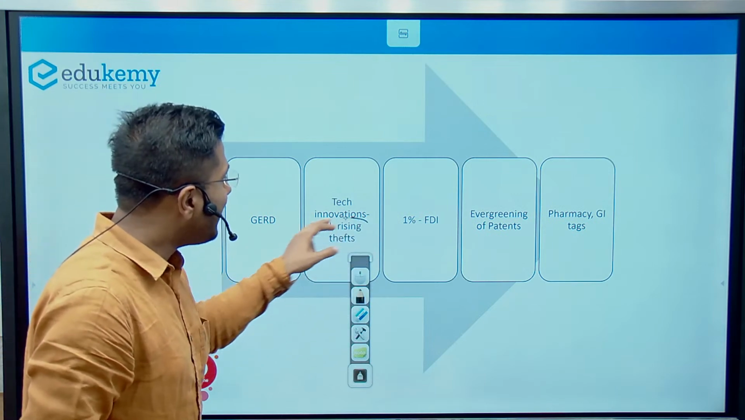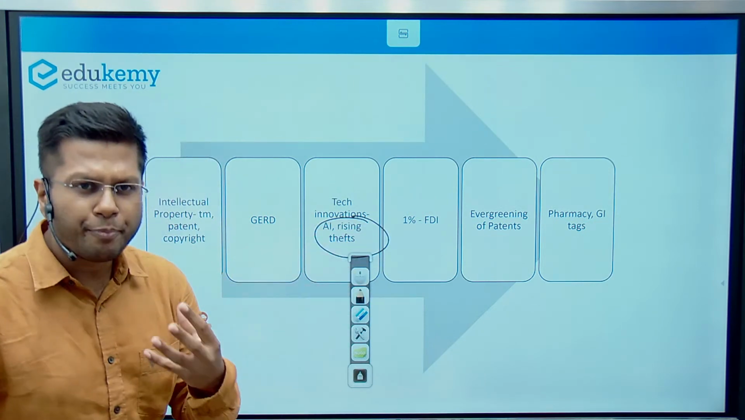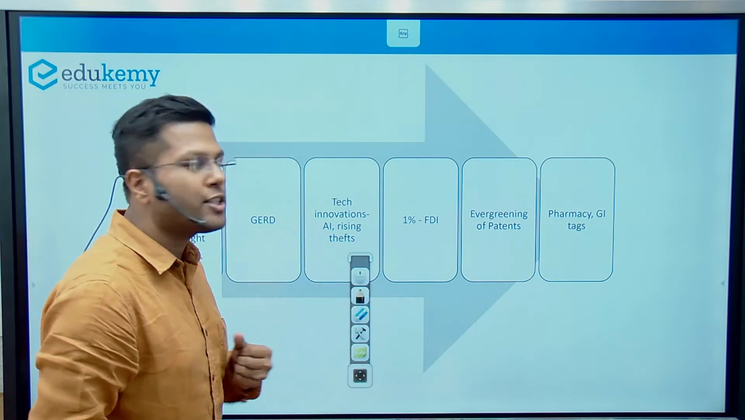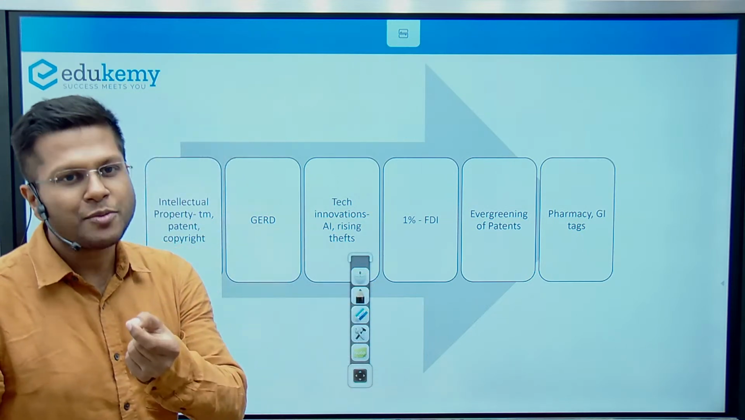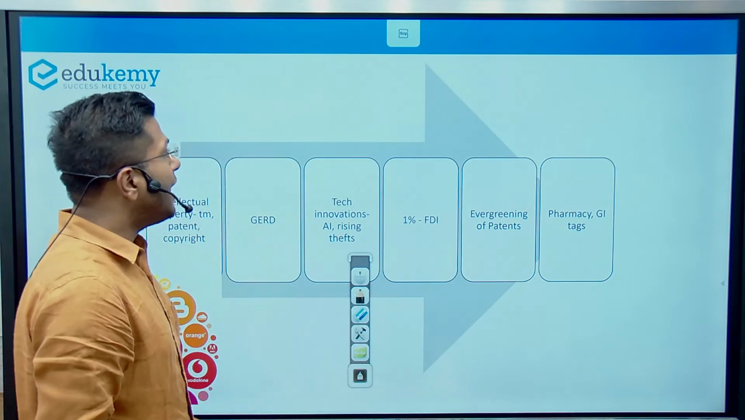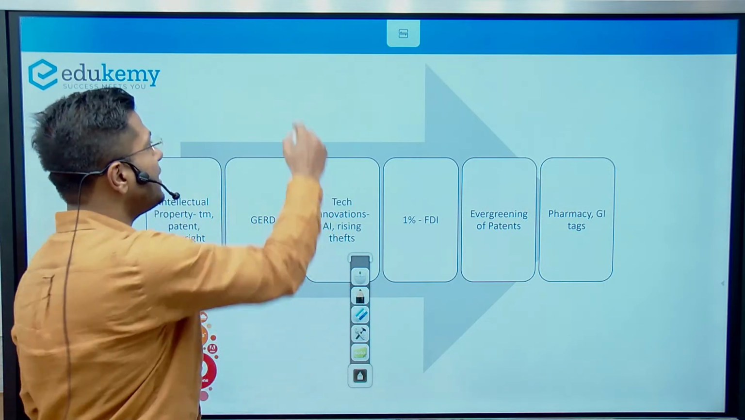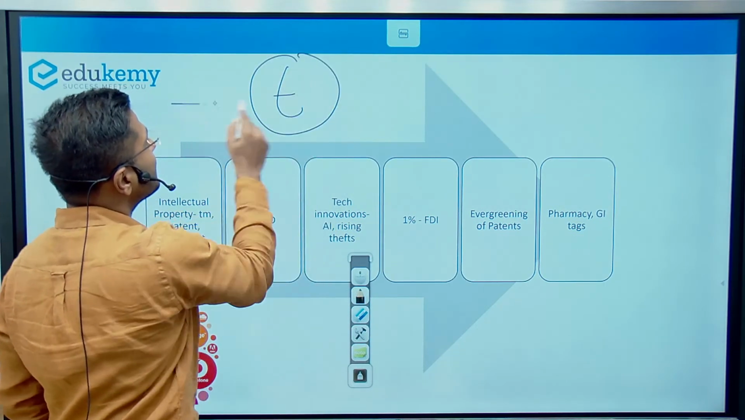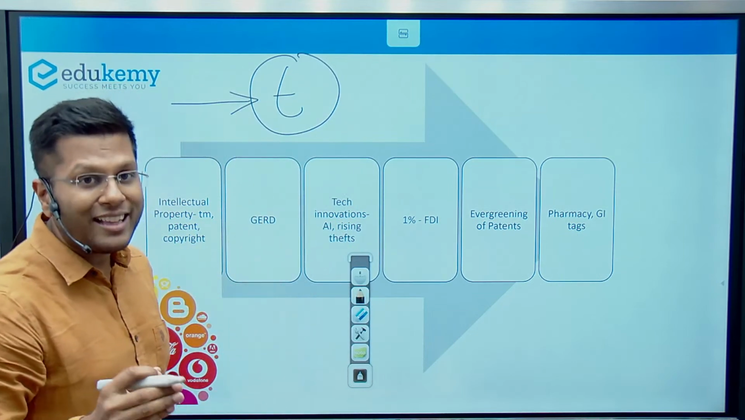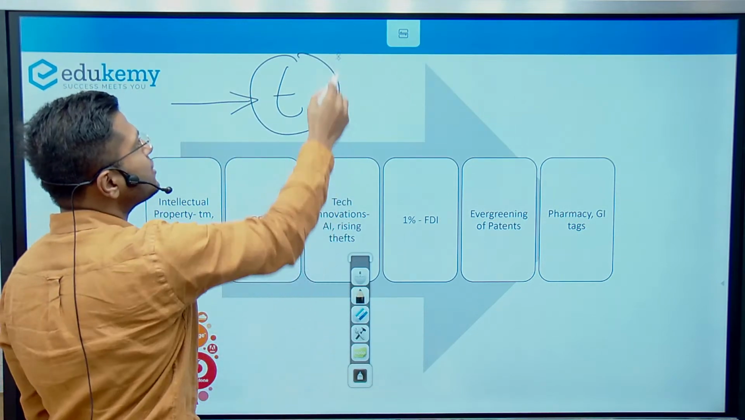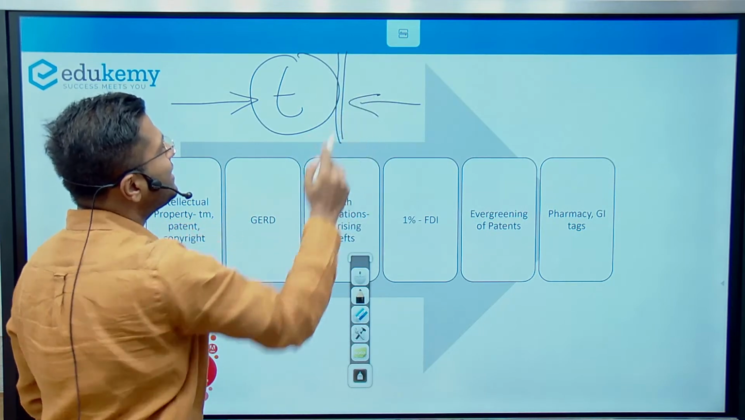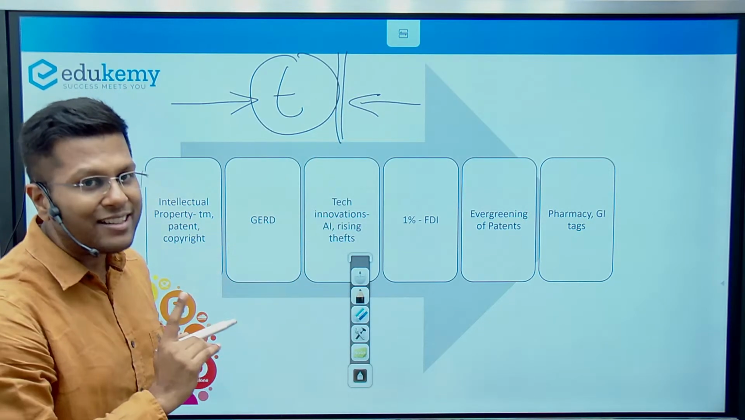Again, rising thefts during these times. A lot of people are stealing this kind of intellectual property. Now, I can give you a very small example of stealing. We have haldi, turmeric production in India, and we do have certain registered turmeric. For example, Kandhamal turmeric, right? Because of the presence of certain ingredients, its healing property increases. This is also GI tagged in Odisha.